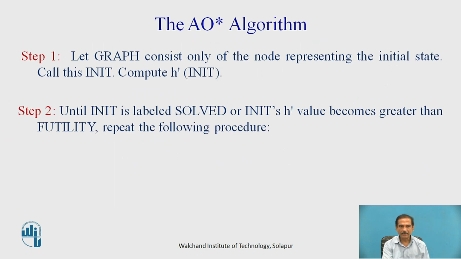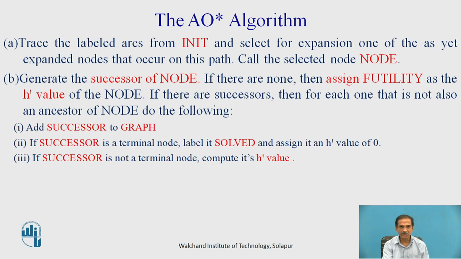The AO star algorithm goes with the first step being: let a graph consist only of the node representing the initial state, and we call this init. Now it contains only the initial state and we compute h dash, that is, from this initial state to the goal state, what is the heuristic value? Now, until init is labeled solved, or its h dash value becomes greater than futility, a value associated for terminating your algorithm, repeat the following procedure.